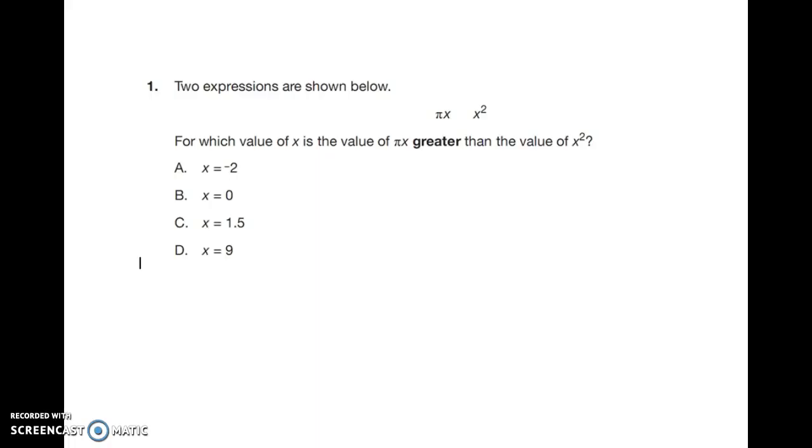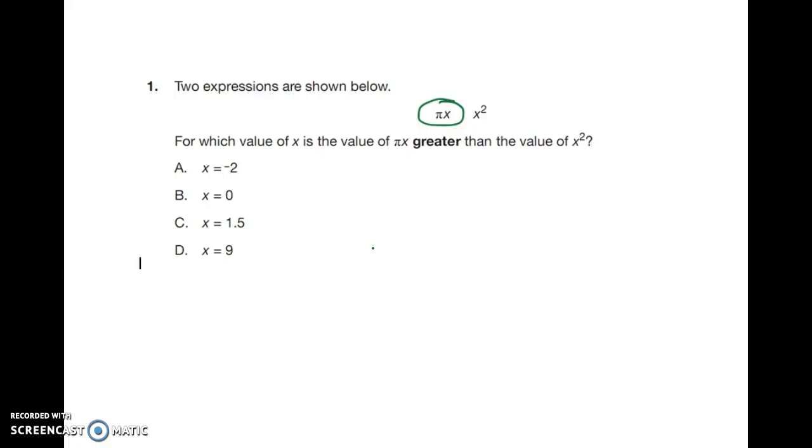The first question that we're going to talk about is two expressions shown below, pi x and x squared. For which value of x is the value of pi x greater than the value of x squared? That's kind of a mouthful. We have four choices here: x equals -2, x equals 0, x equals 1.5, and x equals 9. So we want to know for which one this expression, pi x, is greater than x squared.